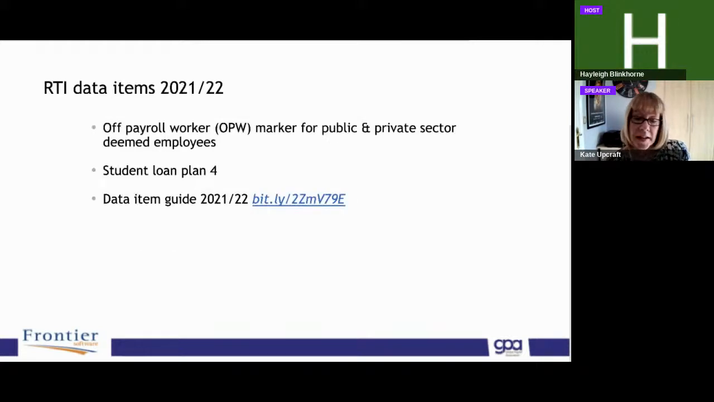So RTI this year, fortunately, not many changes to real-time information. There's a new marker sitting in software that was first there last April, but now it needs to be used by the private sector as well for deemed employees. I'll have a look at what those are in a moment, as I've mentioned. And then there's this introduction of Plan 4 loan types as well. But the data item guide to how real-time information validations occur for next year is on the link on the screen.